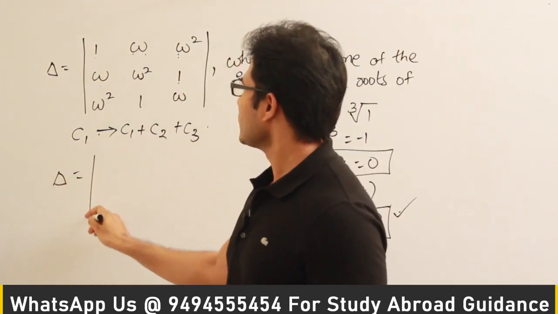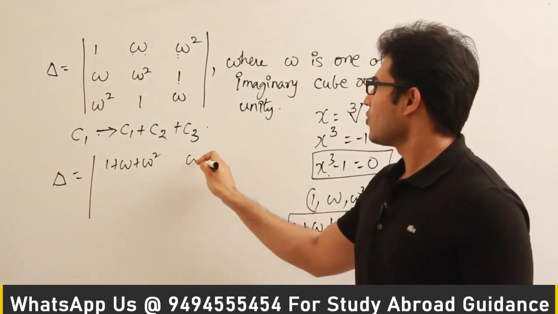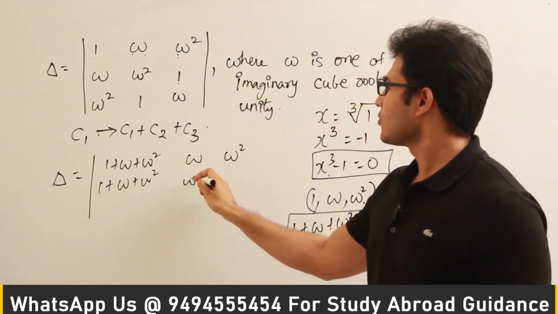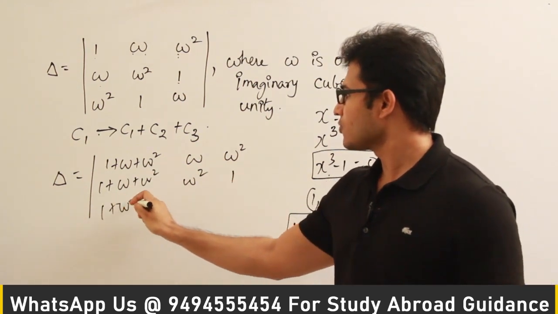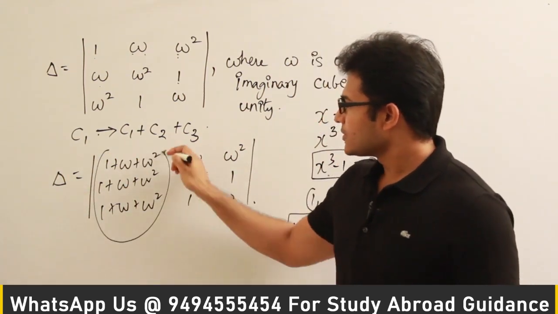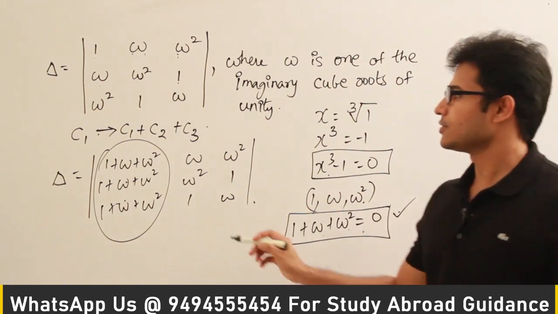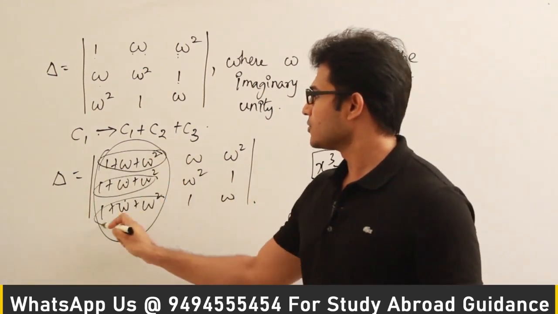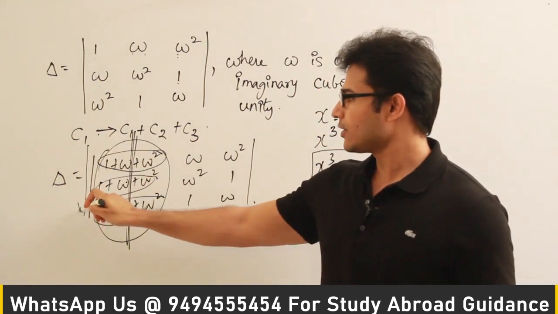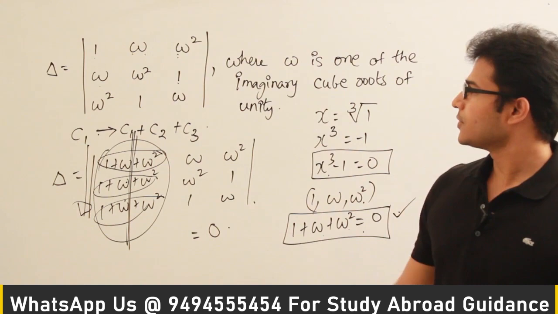Then we get delta equal to, adding them all, 1 plus omega plus omega square in each row. And all these elements are going to be zeros, because we know 1 plus omega plus omega square is going to be zero, right? This is 0, 0 and 0. So all the elements of a column are equal to 0. So when you expand the determinant across this column, we can find that the determinant is also going to be 0, right? Therefore the determinant is 0.